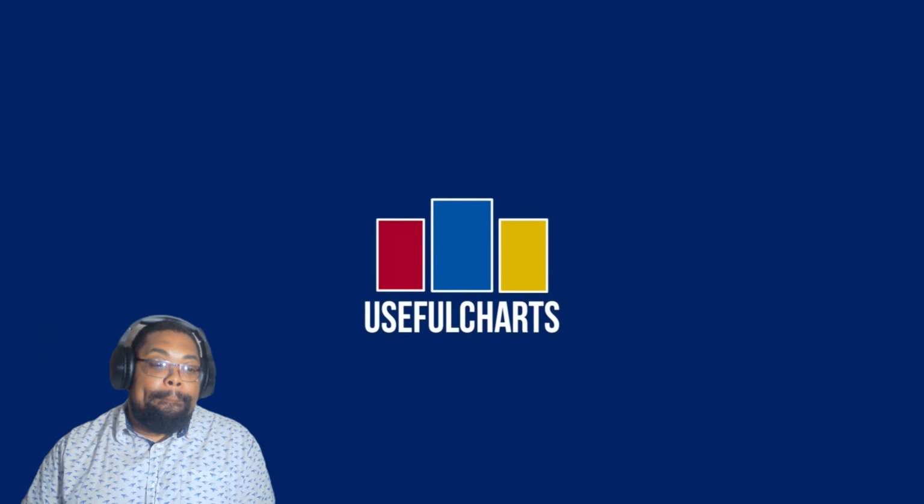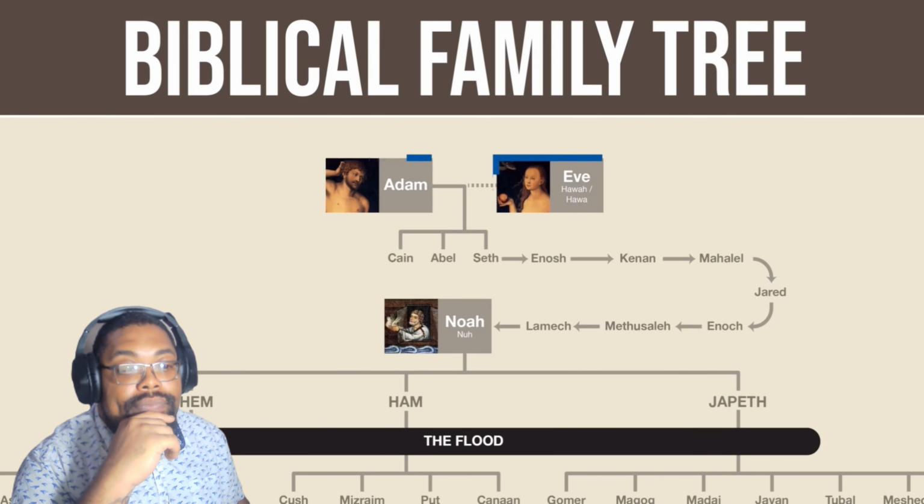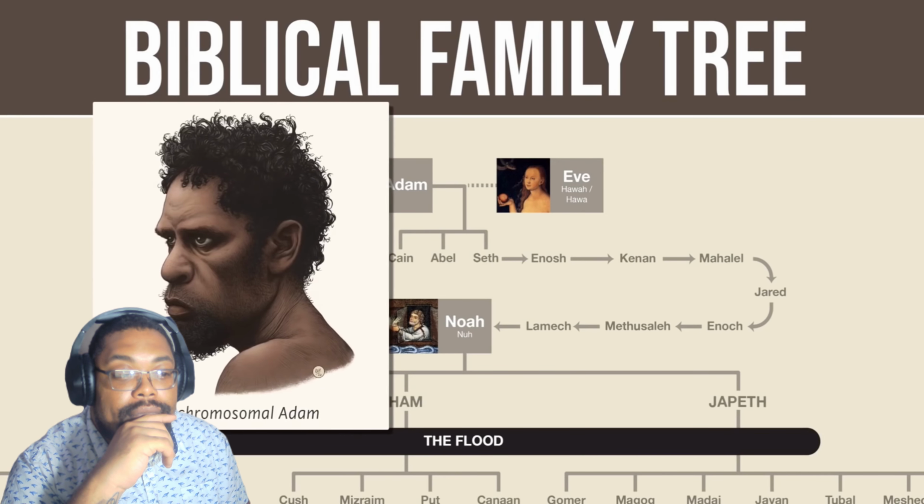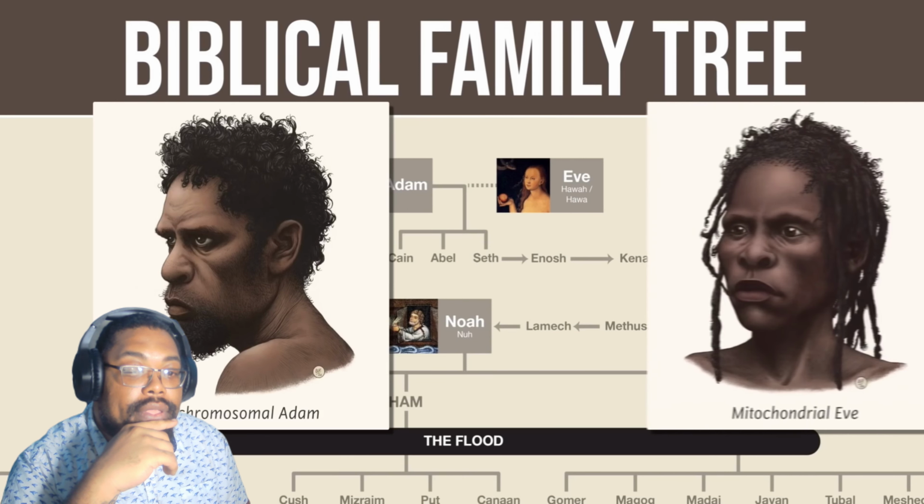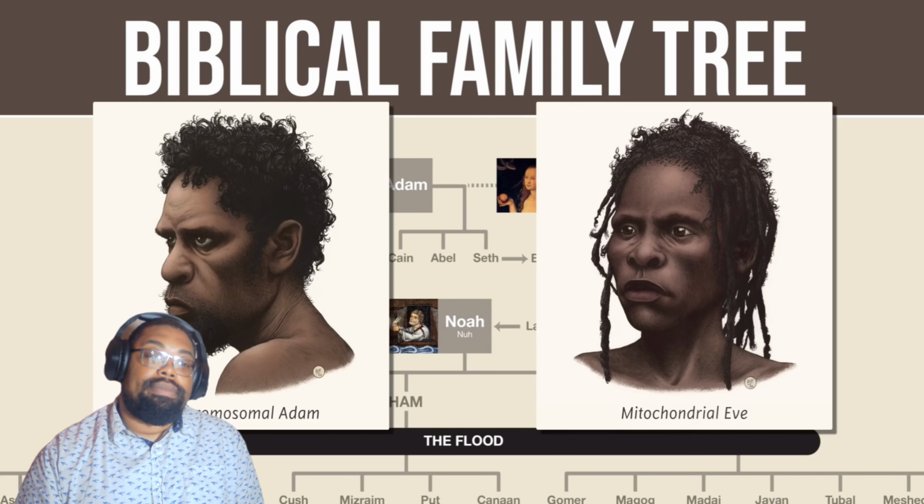According to the book of Genesis, the first two humans were named Adam and Eve, and they were created directly by God. Now, according to modern DNA research, all humans alive today can in fact be traced back to a single male ancestor, which scientists have cleverly named Y chromosomal Adam, and a single female ancestor named mitochondrial Eve. But keep in mind that these two DNA ancestors are very different from the Adam and Eve from the biblical story.